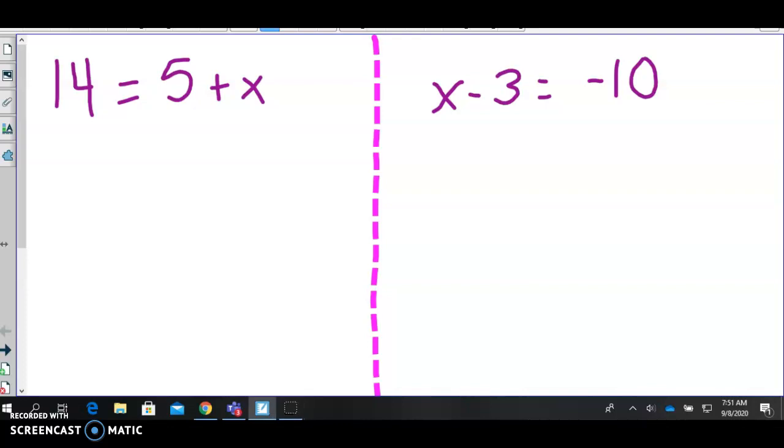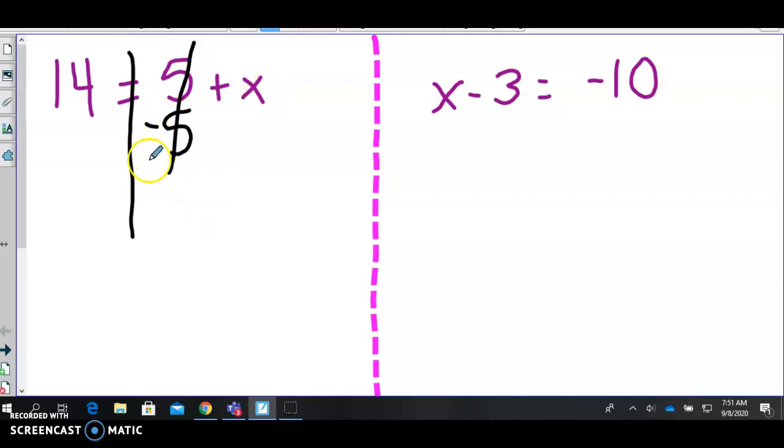The first thing that I like to do is draw my line down my equal sign. I can see that x is over here, so I need to get rid of this 5 in order to get x by itself. This is a positive 5. So to cancel out positive 5, I need to do the opposite. I need to subtract 5, and it cancels it out.